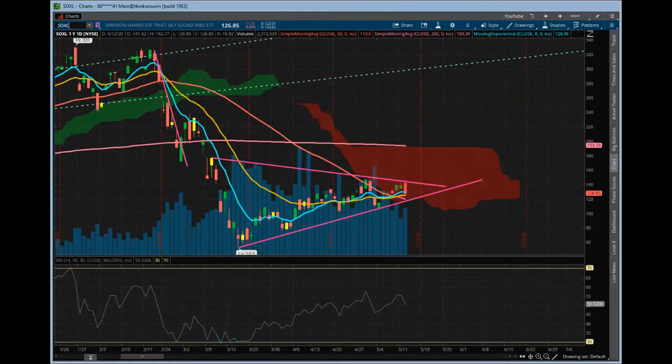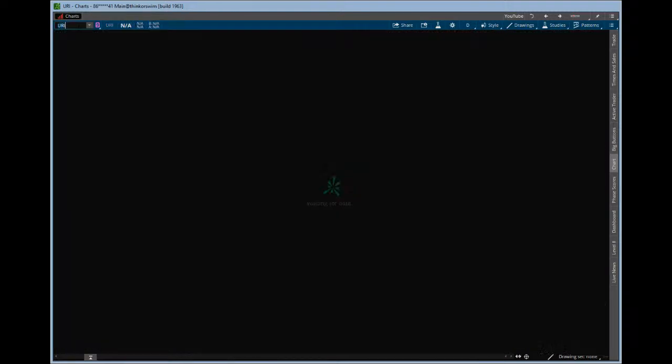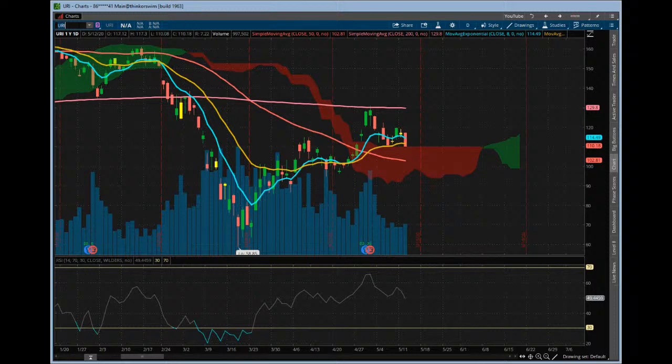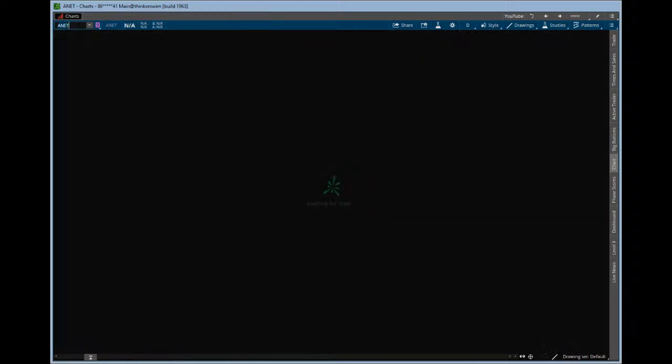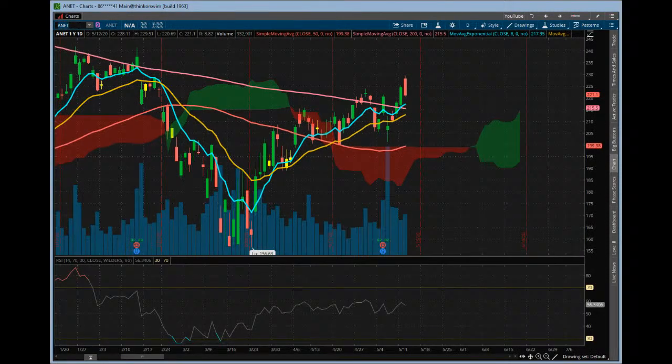So we got URI. Nasty pullback today to the horizontal cloud. So let's see if that holds as potential support right there. What else? ANET. Yeah, nice gap up today, and then it just pulled back a bunch. So that's a tough one right there. But see if it holds at least 50% of the range of yesterday's candle.